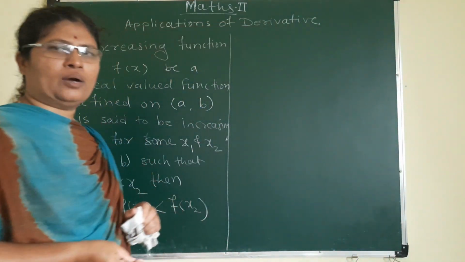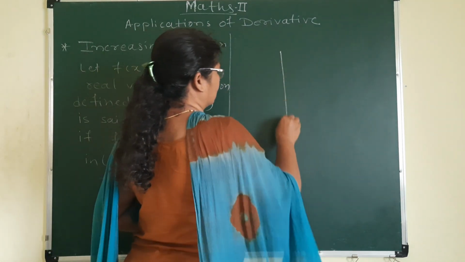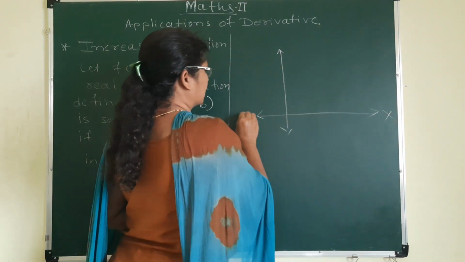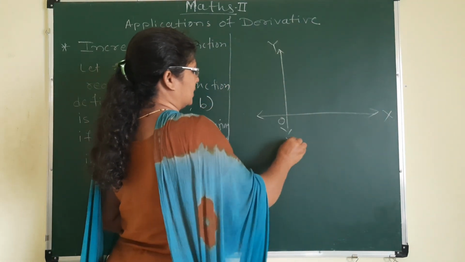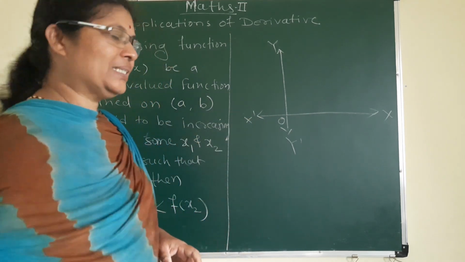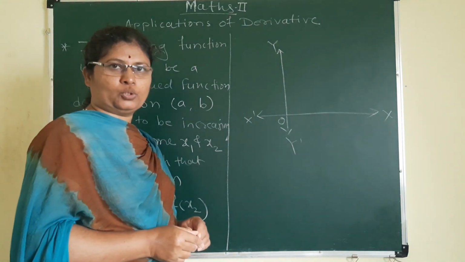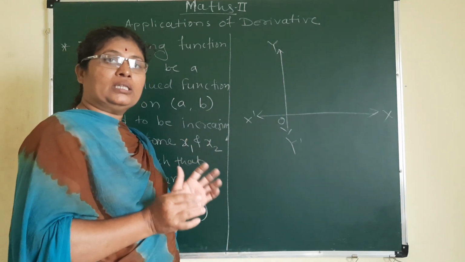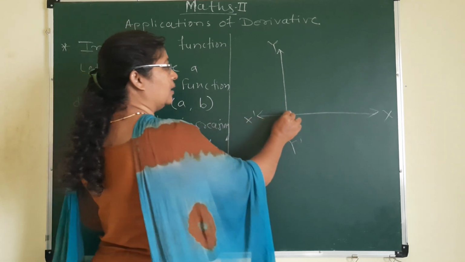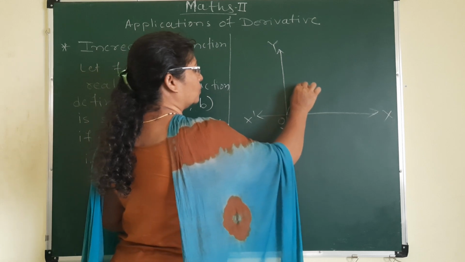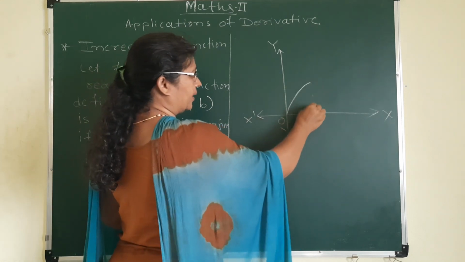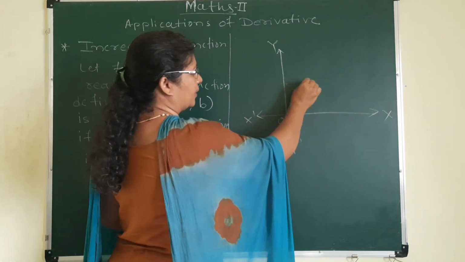How will this function have its graph? Look at this graph. Suppose consider this one. X-axis, origin, y-axis. I will consider one function. You know the function sin x, f of x is equal to sin x. I will consider this function in the interval 0 to pi by 2, up to this. You know this one. Sin 0 is 0, sin pi by 2 is 1.